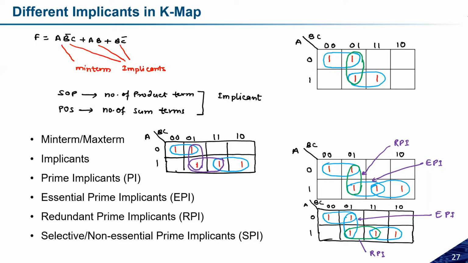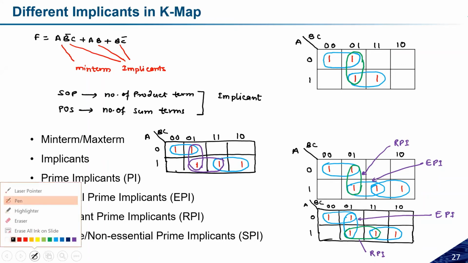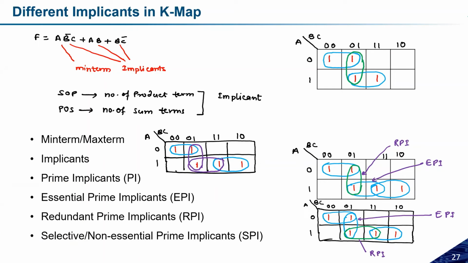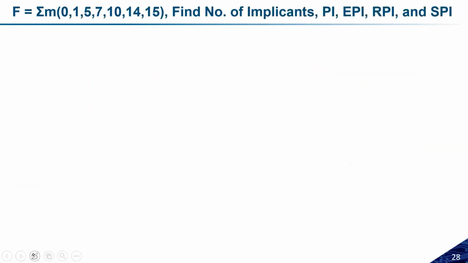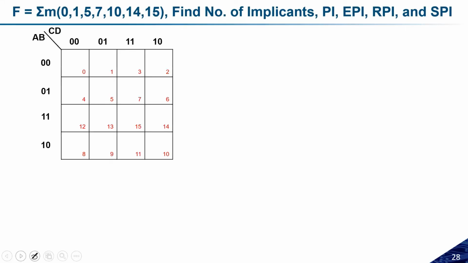Okay. So I think the definitions of all the implicants are clear. Is there any doubt on the definitions? If you have any doubt, you can ask the question. Anyone? Okay. So I'm hoping there is no doubt on the definition side. So let us consider one example. Suppose I have an SOP form that has been given, and I need to find the number of implicants, prime implicants, essential prime implicants, RPI and SPI. So let us try to make it, and then your doubt will definitely be clear.